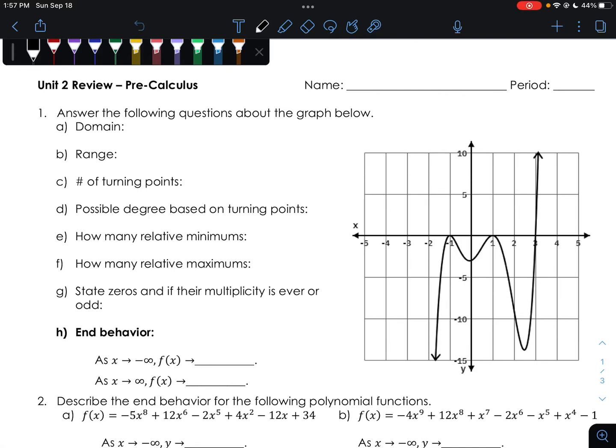Hi everyone, this is Unit 2 review. So looking at number 1, answer the following questions about the graph below.